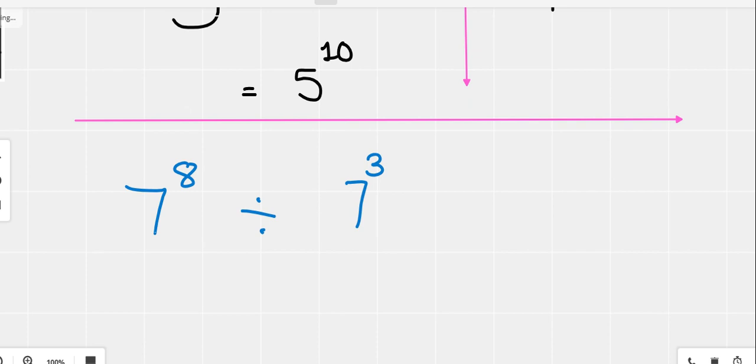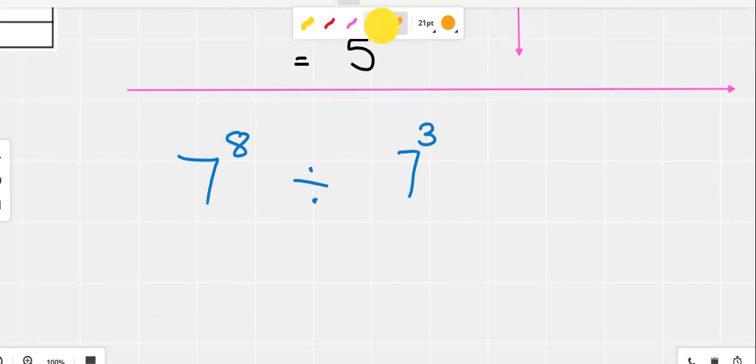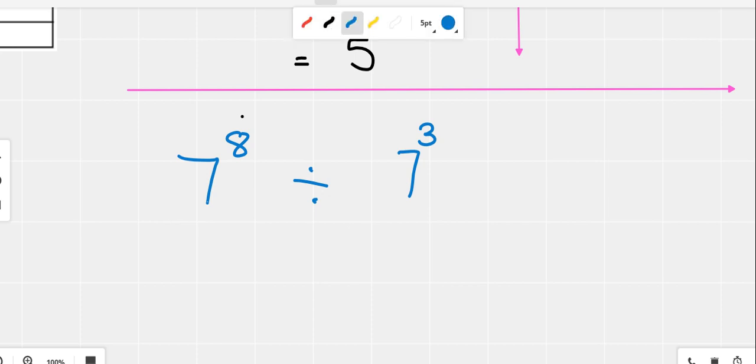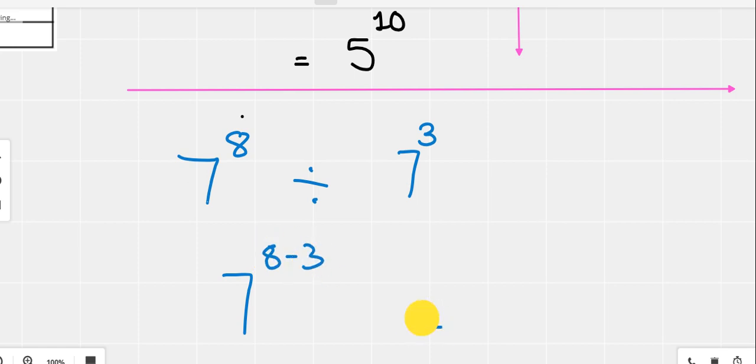How are we going to do it? You can see that the bases are the same, 7 and 7, but their exponents are different, and there is a divide sign. As you know, division means repeated subtraction, you are taking out the number. So when it's dividing and the bases are the same, you subtract the powers. 8 minus 3 equals 5. So 7 to the power of 5.